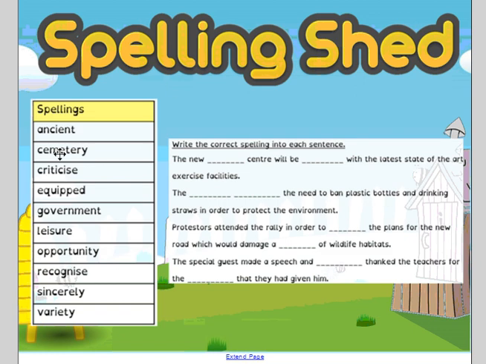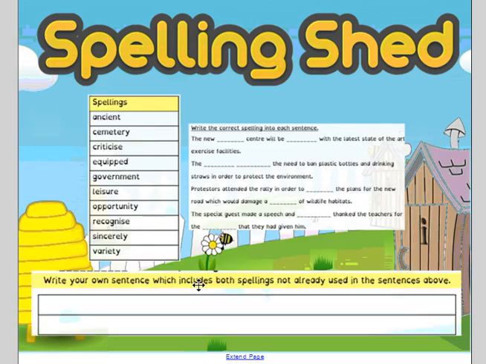Okay, so you might want to pause it on this screen, write out your sentences with the words on, or you could type them if you want and then take a picture of what you've typed. Completely up to you. And then once you've done that, I want you to find the two words that have not been used, and I want you to write your own sentence which includes both of those words. So one sentence that includes the two words that you've not used within these answers here.